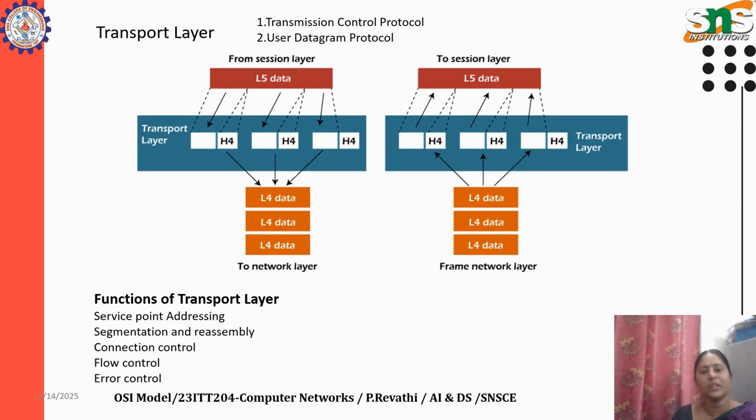Connection control. The transport layer provides two services: connection-oriented service and connectionless service. A connectionless service treats each segment as an individual packet, and they all travel in different routes to reach the destination. A connection-oriented service makes a connection with the transport layer at the destination machine before delivering the packets. In connection-oriented service, all the packets travel in a single route.